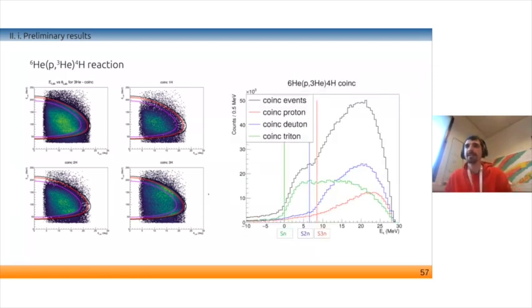Performing the excitation energy reconstruction, we can have the energy in the system of hydrogen 4. And of course, we can see for each coincidence case with triton, deuteron, and proton, the related excitation energy. So here in green is for the triton, where we can see that there is potentially the ground state resonance of the hydrogen 4.